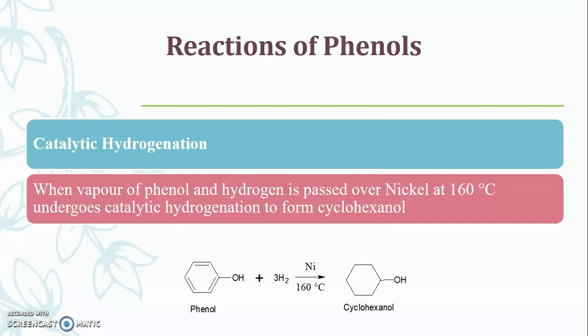So this is about how the reduction of the phenol is carried out. By using nickel at 160 degrees Celsius, when phenol vapors are passed with hydrogen, they will be converted into cyclohexanol. Cyclohexanol is the starting material that is mainly used for the synthesis of some polymers. So indirectly you can say that phenols can be used as starting materials for the synthesis of different polymers. In detail we will discuss that in the part on uses.